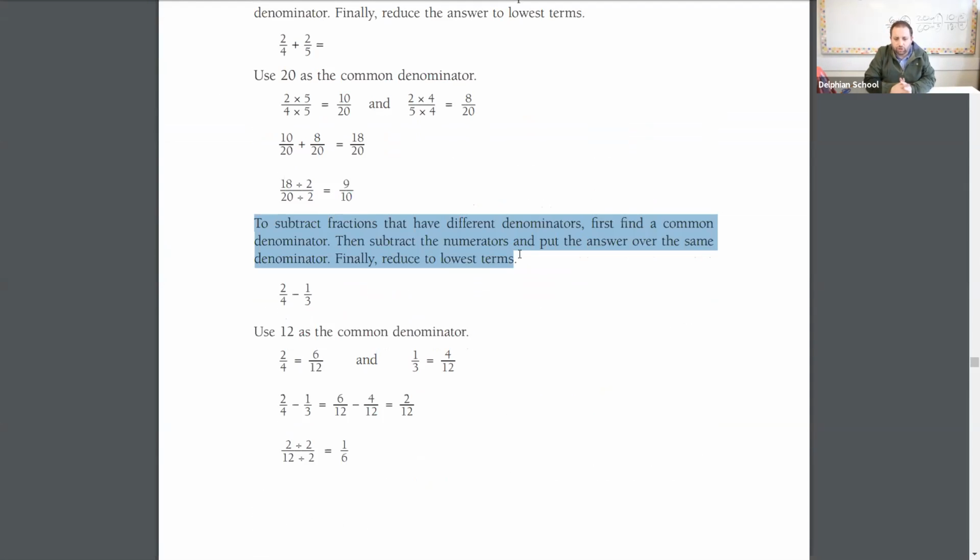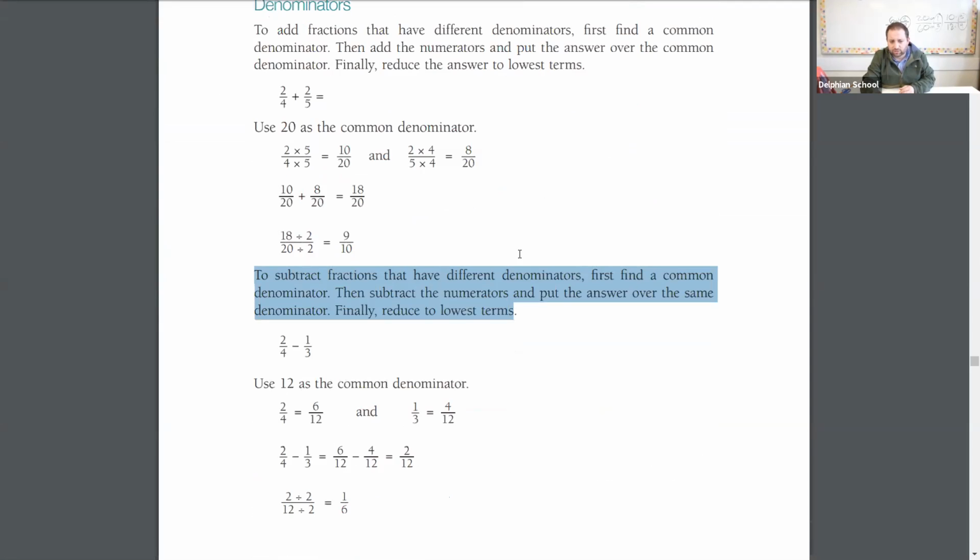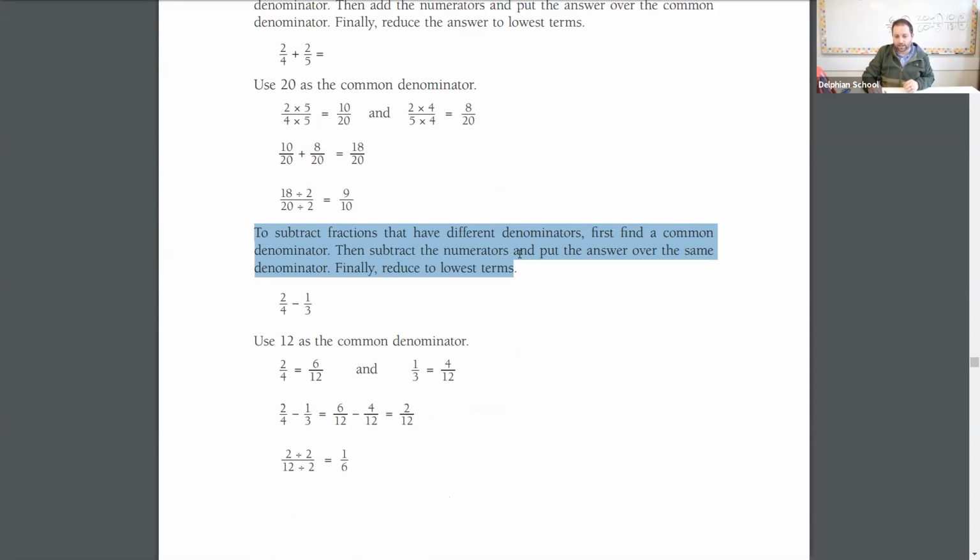So to subtract fractions that have different denominators, first find the common denominator, then subtract the numerators, and put the answer over the same denominator. Wow, that sounds like a lot. But it's actually really easy. So let's demo that out.